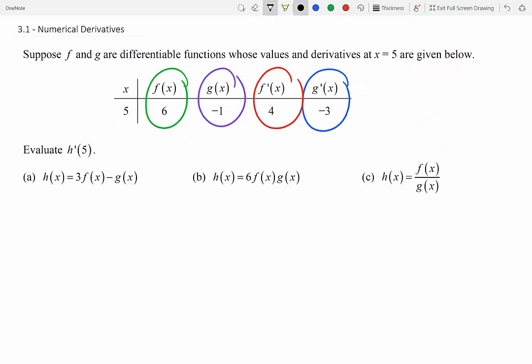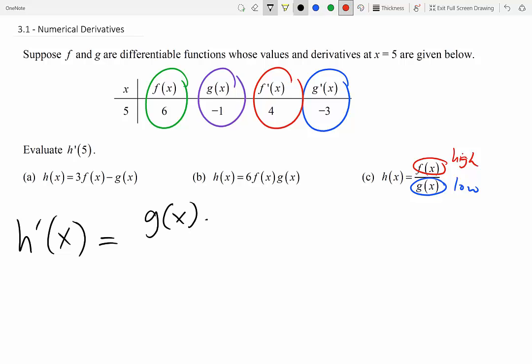For part C, we're given the function h of x equals f divided by g, making h of x a quotient of two other functions. So when you're trying to find the derivative of a quotient, here's where we would use something called the quotient rule. For problems like this, I try to establish which function is considered the high function and which function is considered the low function.